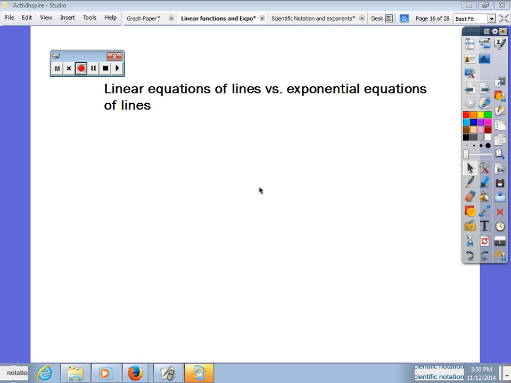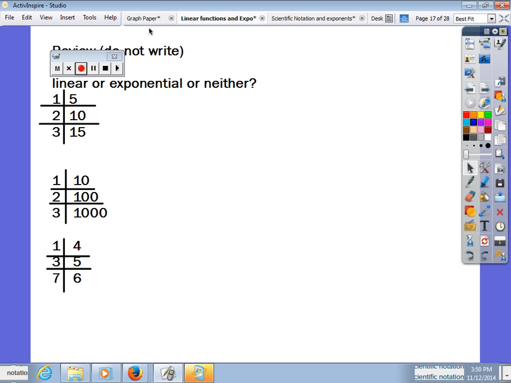This week we talked about linear equations and exponential equations. So we're going to talk about graphing them and writing the equations of their lines. Okay, the first one I just wanted you to review. Is it linear or exponential or neither?